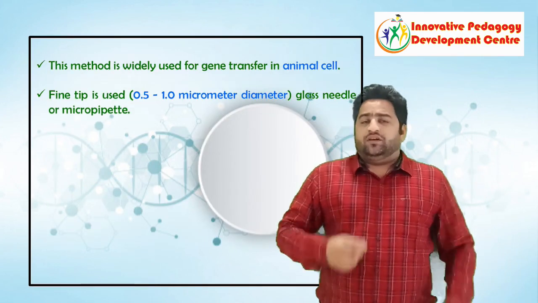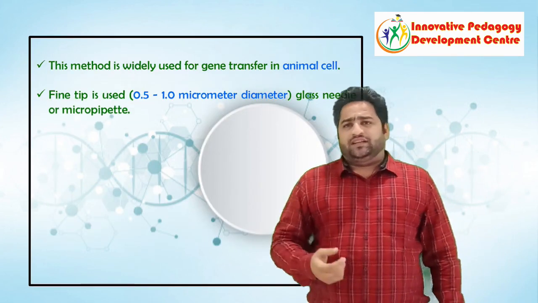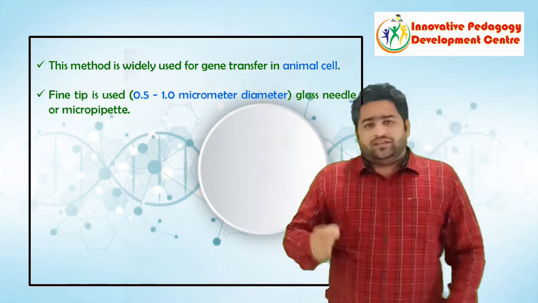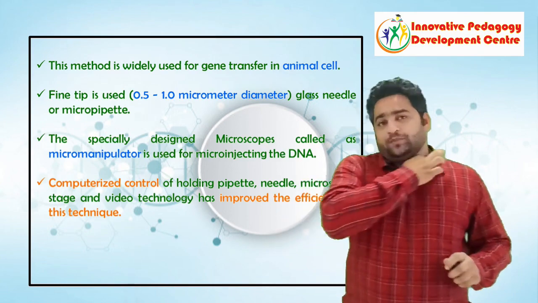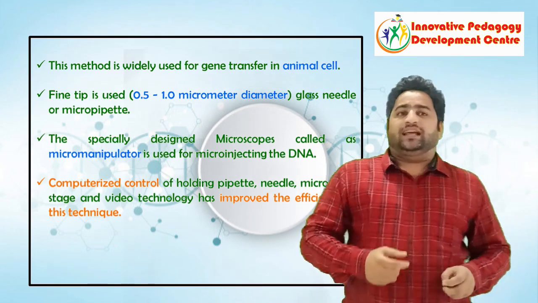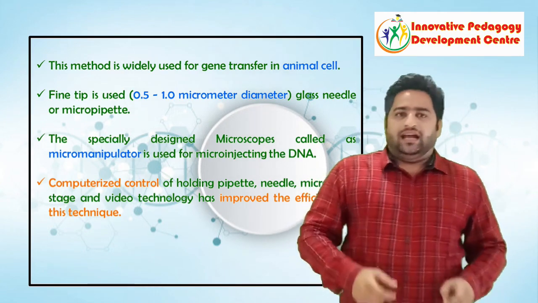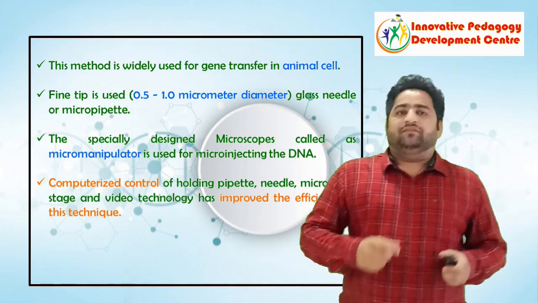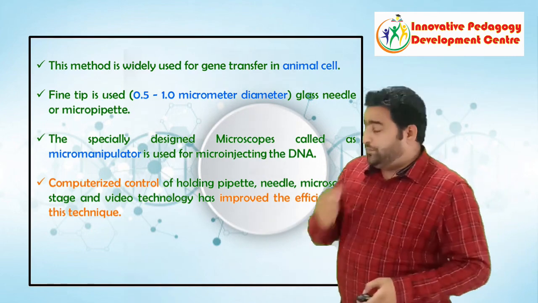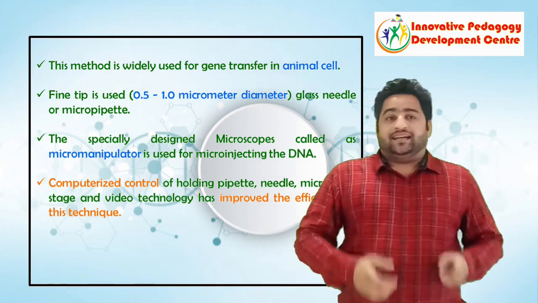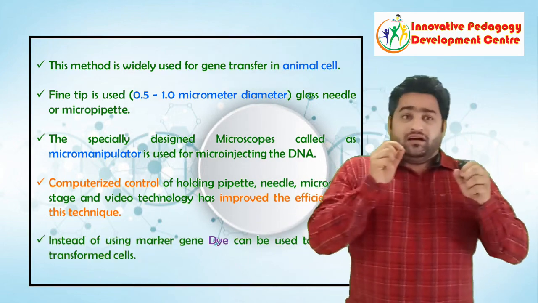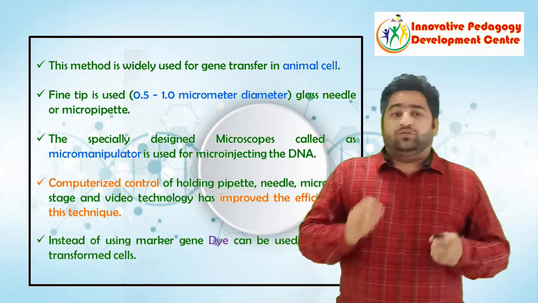A fine tip of 0.5 to 1 micrometer diameter is used, so glass needles or micropipettes. A specialized microscope is used in this process, called a micromanipulator, and computerized control of holding pipettes, needle, microscope stage, and video technology has improved the efficiency of this technique, because it is very tedious and a skilled person is required to do this.